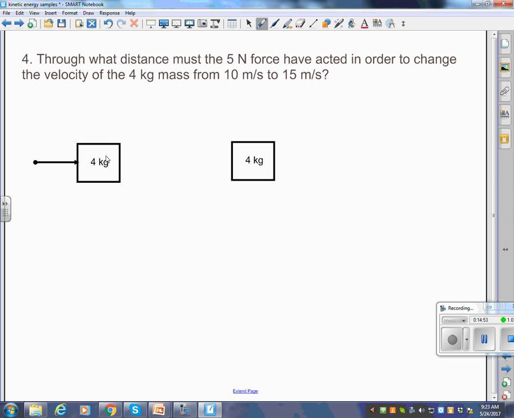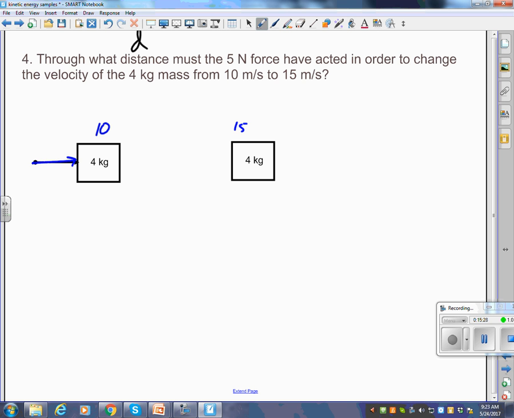This time we're looking for the distance. Through what distance must the 5 newton force have acted in order to change the velocity of a 4 kilogram mass from 10 to 15? It slowed down. No, sorry, I got it backwards, don't I? From 10 to 15. I thought it was a friction thing. From 10 to 15. Always pays to read the question twice, right? Yes, because this is a push, it looks like. So it's increasing from 10 to 15.